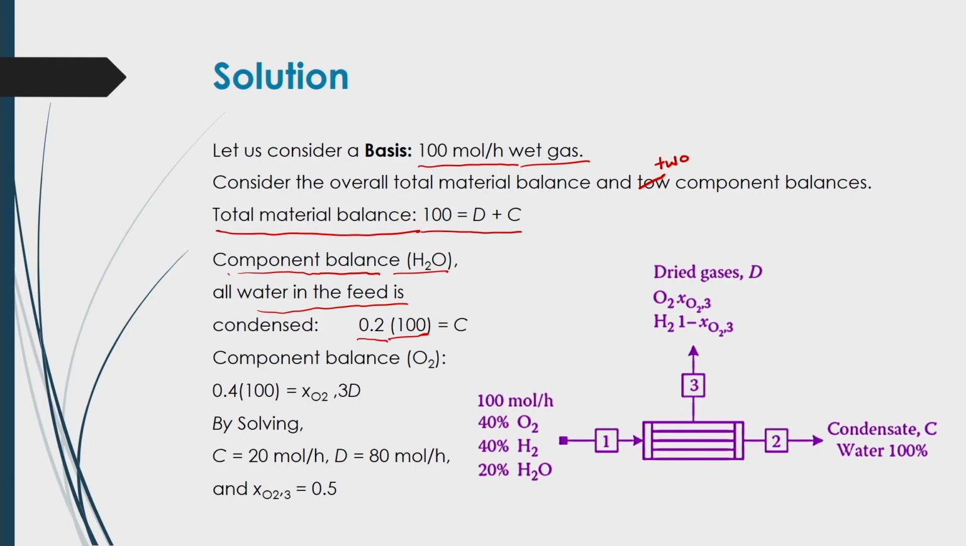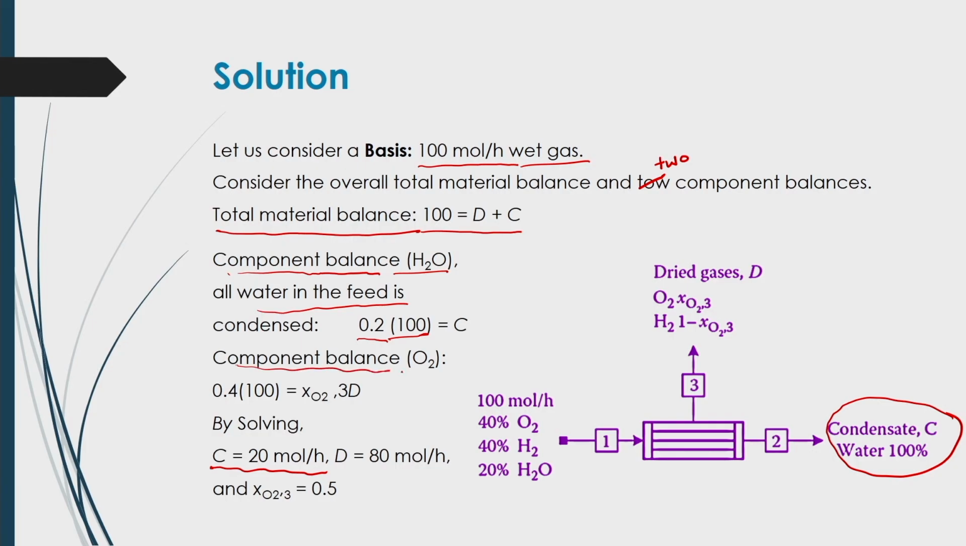So, we can say that 100 into 0.2, that will be 20 mole of water as condensed. So, C will be equal to 0.2 into 100, that will be equal to 20.